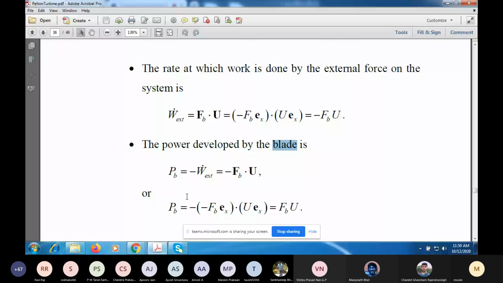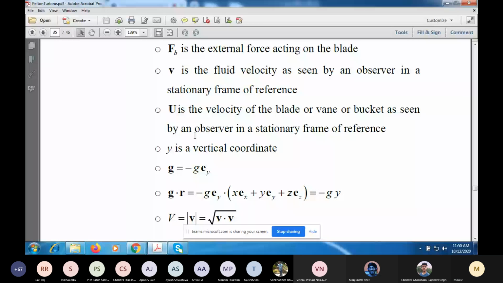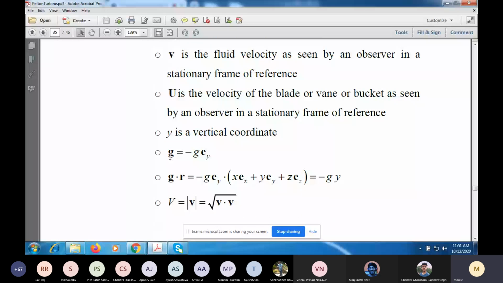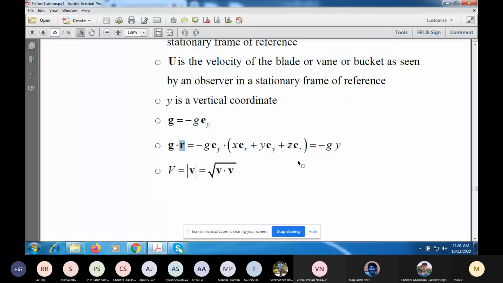Now we'll take a coordinate system which I've shown you before, and I was using Y for the vertical coordinate instead of Z. So g is minus g e_y because Y is pointing upwards and g is downwards. So g dot r will be minus g e_y dot the position vector. And e_y dot e_x is 0, e_y dot e_z is 0, e_y dot e_y is 1. So this is minus gy. And this capital V is the fluid speed as measured in the stationary frame, so it's the absolute value of the vector V, the fluid velocity, which is square root of V dot V.